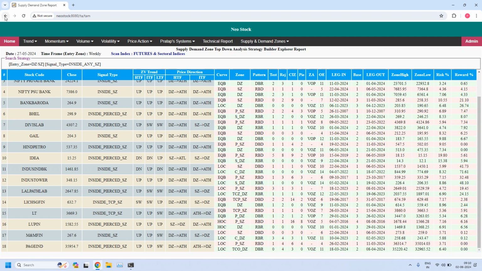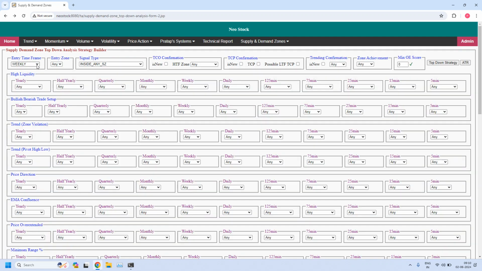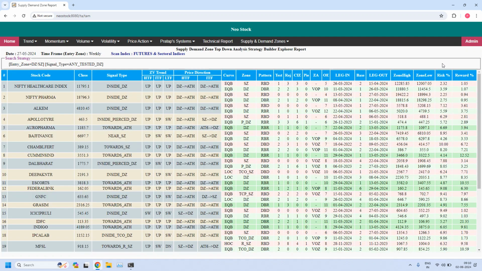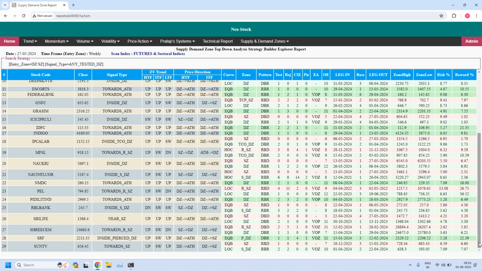Now let us find the tested zones. For weekly time frame, let us find the tested weekly demand zones during this week. So a good number of demand zones are tested during this week. Let me scroll the list down. So total 29 stocks having the demand zones are tested.